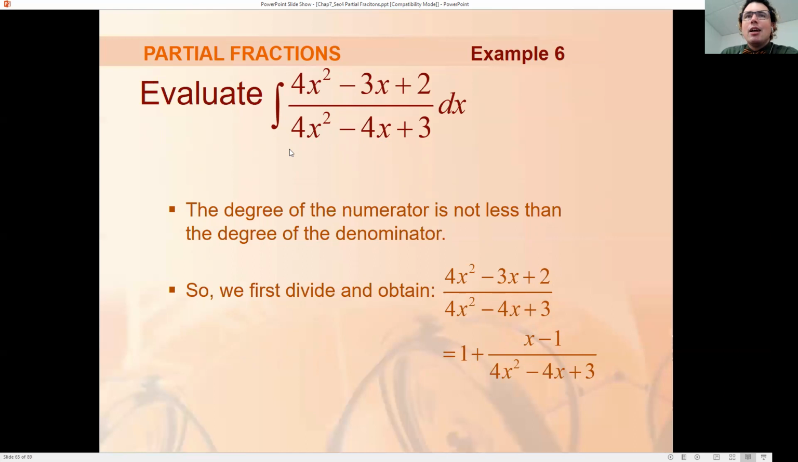Easy peasy. What's left? Well, I am now subtracting this denominator from this numerator. So 4x squared minus 4x squared is 0. Negative 3x minus negative 4x is positive x. Positive 2 minus positive 3 is negative 1. So my remainder is x minus 1 divided by 4x squared minus 4x plus 3. We can integrate that 1 all by itself. That's great. But now we have a proper rational function.